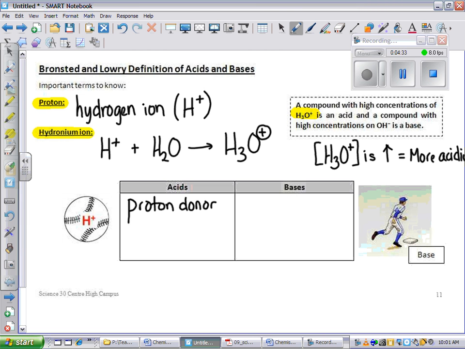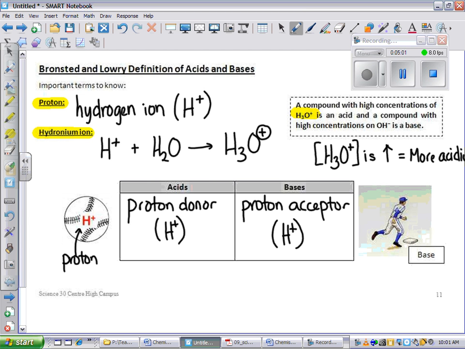So their job is to give away their hydrogen ion, kind of like in baseball, where you throw away the ball and the ball is now what we call a proton. Where does that ball go? Well, the acid will donate its proton to the base. So think about baseball. The base always accepts the ball. So the base is the proton acceptor. And don't forget, proton is the hydrogen ion.